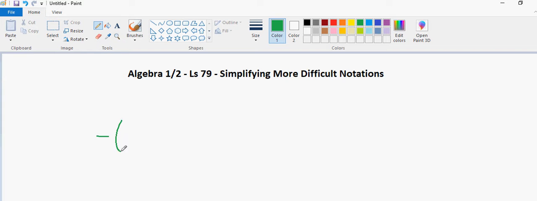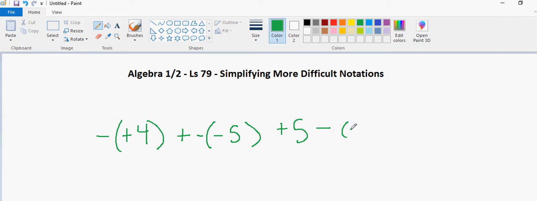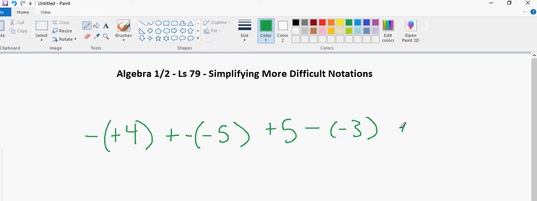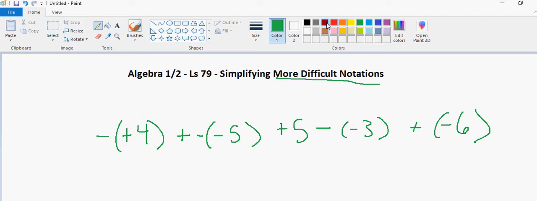If we had negative positive 4 combined with negative, negative 5 plus 5 minus negative 3, hold in there for me, and in parentheses negative 6. This is what they're calling a more difficult notation. If you were to write it out, and I don't know if you will, but if you take the problem in the book and put it on your paper just as it's written, don't make a mistake, and then you actually draw circles around your pieces like this, like the book shows.